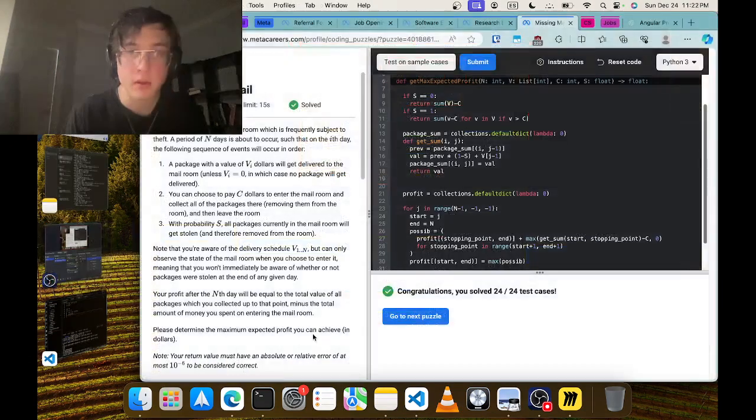Today I'm going to take a look at the missing mail problem. So the missing mail problem was quite difficult for me, but after 2 days of work, finally I found the solution. So let's get started.